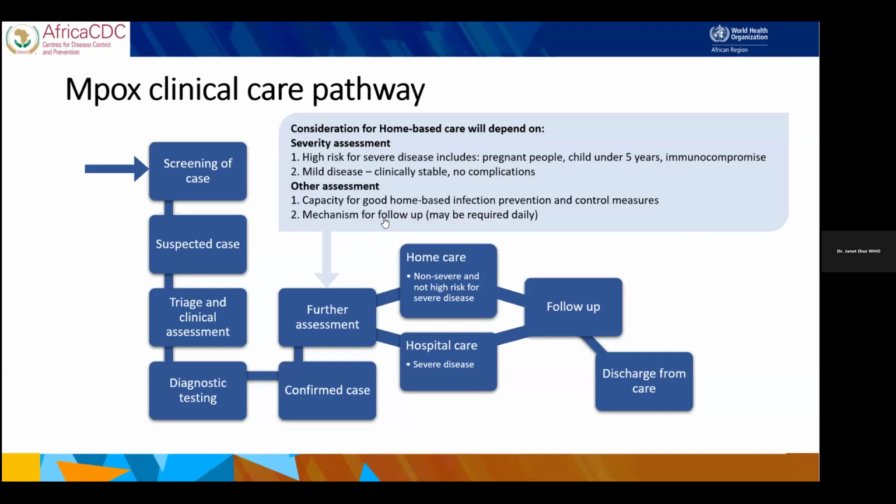And also, you must consider the capacity to do home care at home. Is it feasible? Are you able to actually properly isolate a patient at home? Can you ensure that the infection prevention and control measures are in place? And is there a mechanism for daily follow-up? And this is a daily follow-up, and it can be a remote or virtual daily follow-up, or in some cases, a home daily follow-up. And then, of course, that's when you can consider home care.